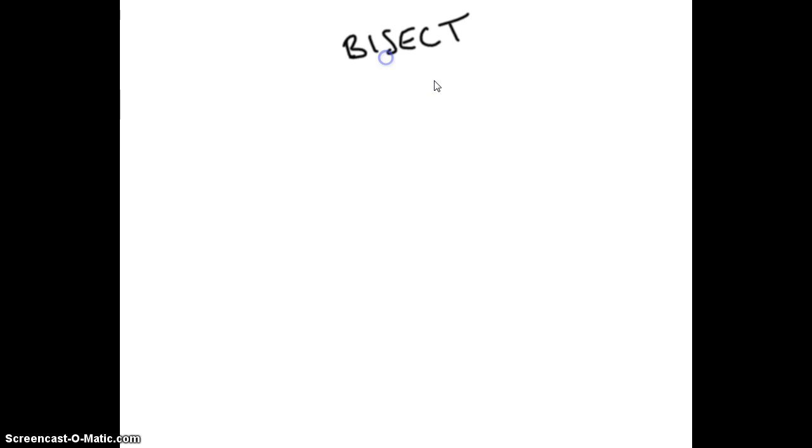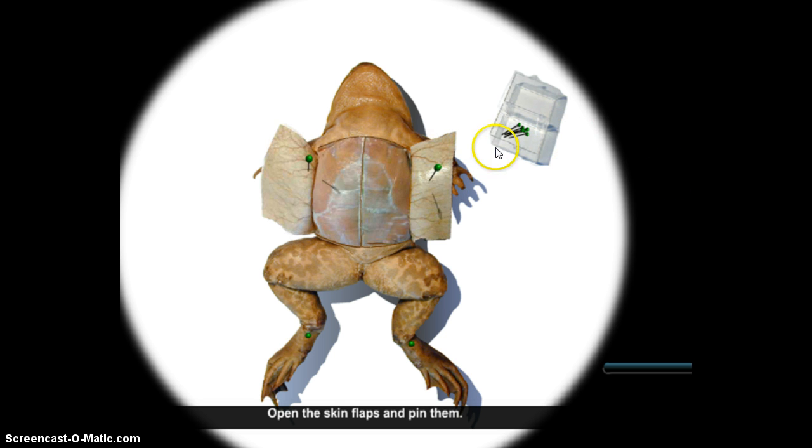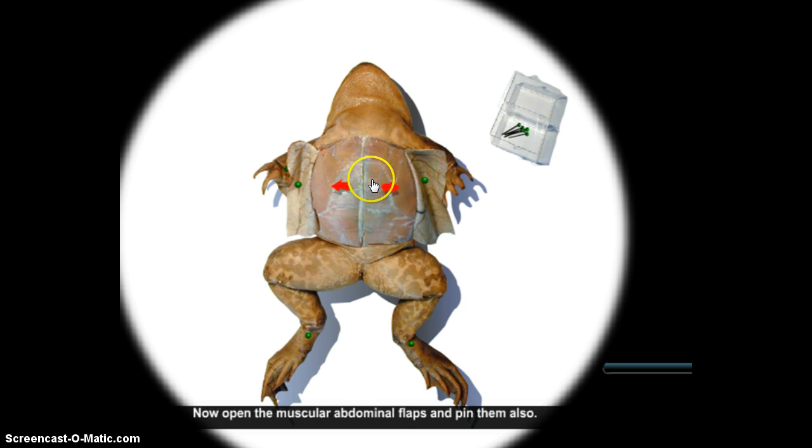What does it mean to bisect something? Well, you probably remember bisecting something at some point in science class. Oh, never mind. I always get those confused. That's dissect. So we're talking about bisect. So it's a little bit similar to dissection.